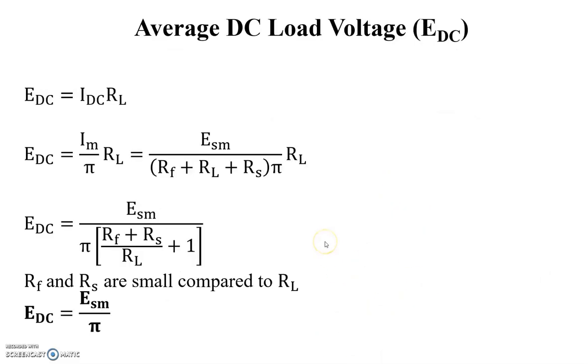Next one is the average DC load voltage. This is the product of current and resistance, so EDC is equal to Im by pi into RL. Substitute IDC in terms of Im by pi, and then Im is ESM divided by the sum of all three resistor values. Here RF plus RS are very small when compared to RL. Simplify this, that is EDC is equal to ESM by pi.